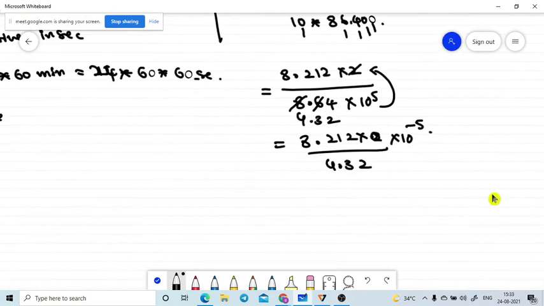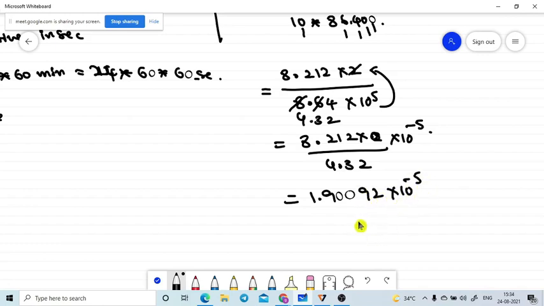Now do this division with the help of a calculator. I am also doing it, please do the division. 8.2122 divided by 4.32. What value am I getting? 1.90092 into 10 to the power of minus 5.